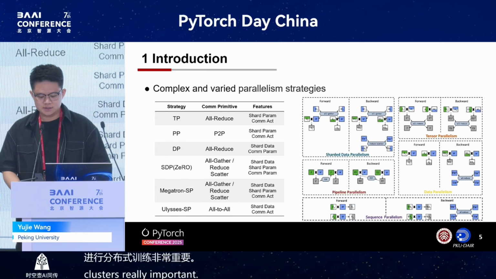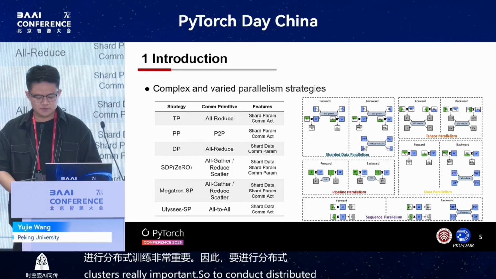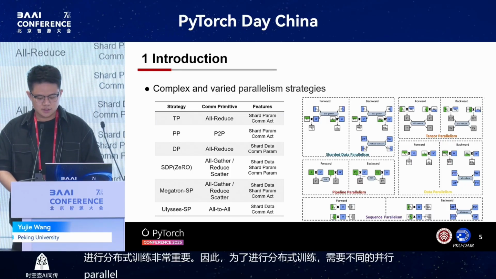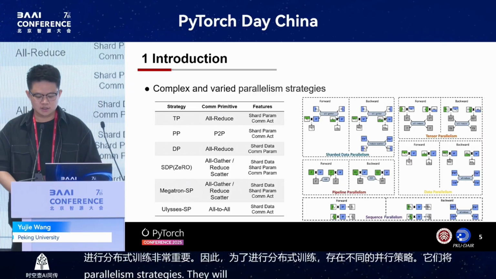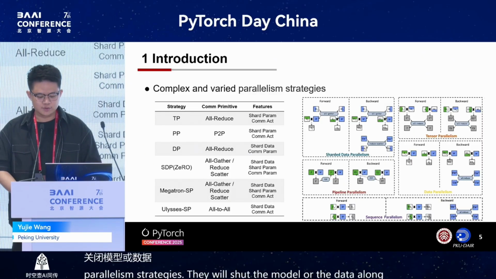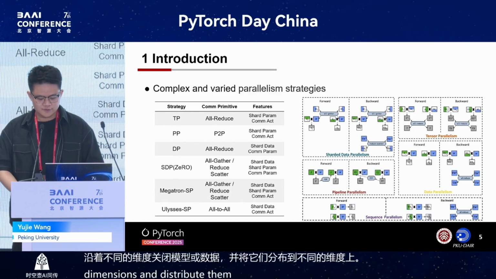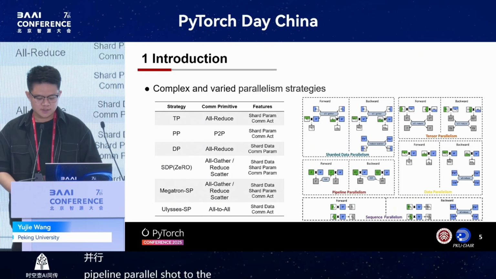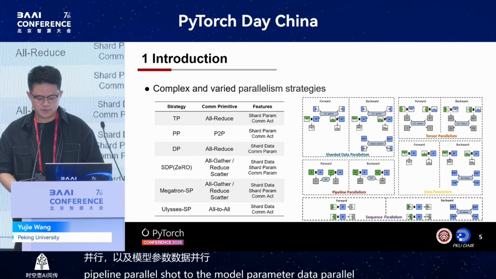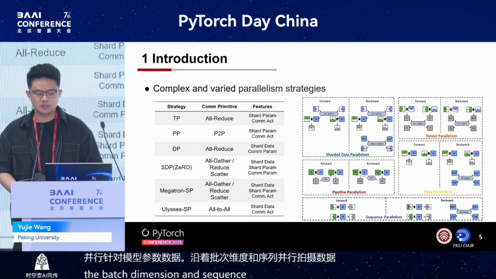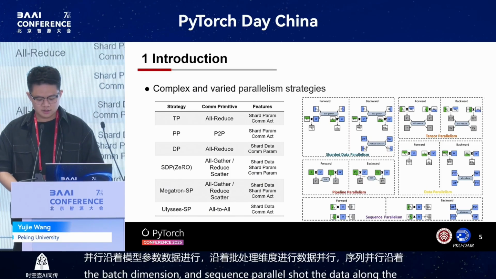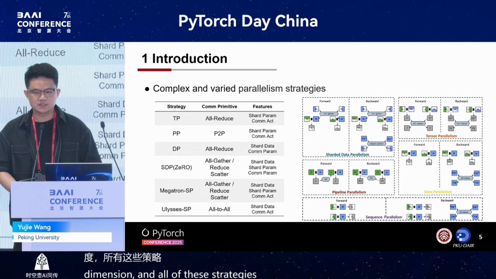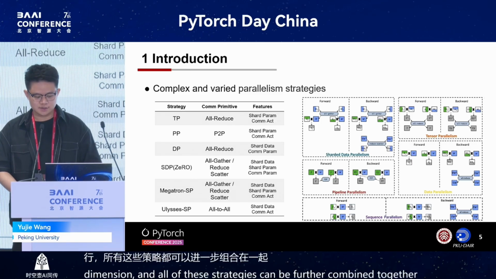To conduct distributed training, there are different parallelism strategies. They shard the model or the data along different dimensions and distribute them on the cluster. For example, tensor parallel and pipeline parallel shard the model parameters. Data parallel shards the data along the batch dimension, and sequence parallel shards the data along the sequence dimension. And all of these strategies can be further combined into hybrid strategies.